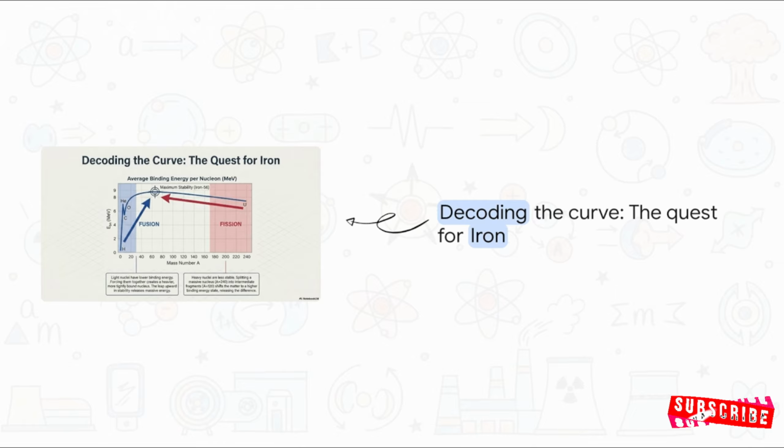Light elements can actually combine or fuse to get heavier and climb up that hill toward iron, which releases massive amounts of energy. On the flip side, heavy, unstable elements can split or undergo fission, shifting back down toward iron, which also releases energy. In the end, both of these processes are really just the universe trying to roll down the hill toward ultimate stability.